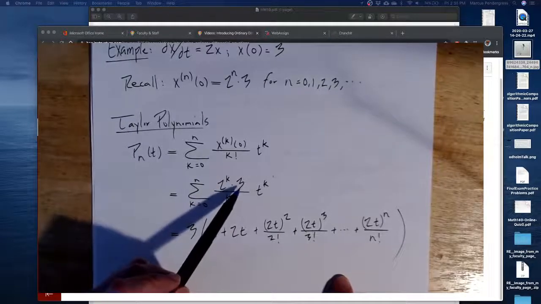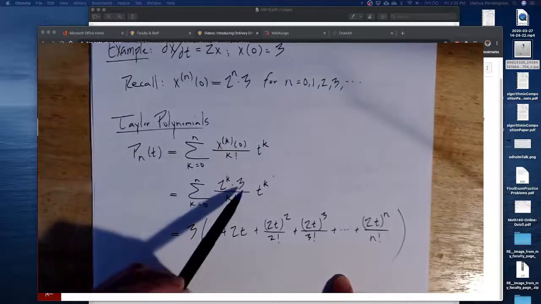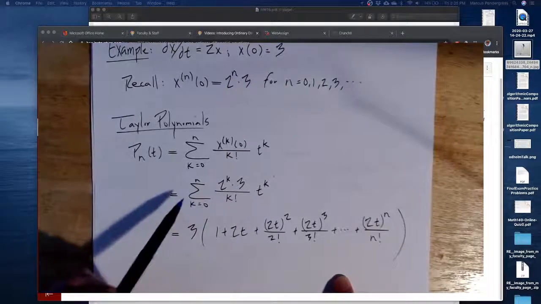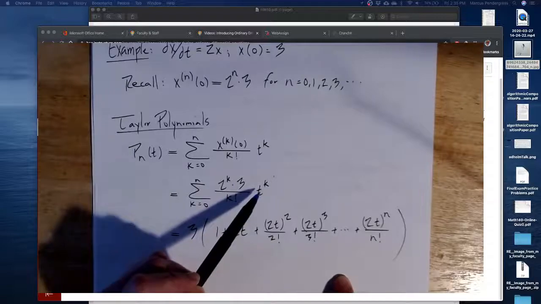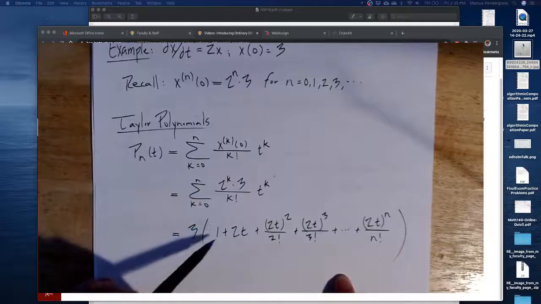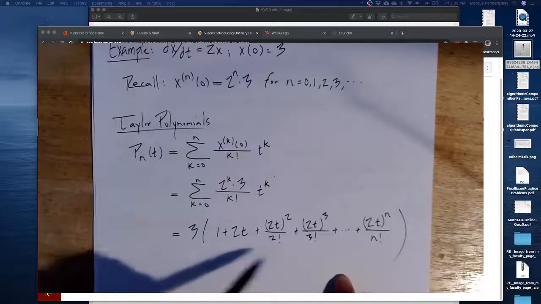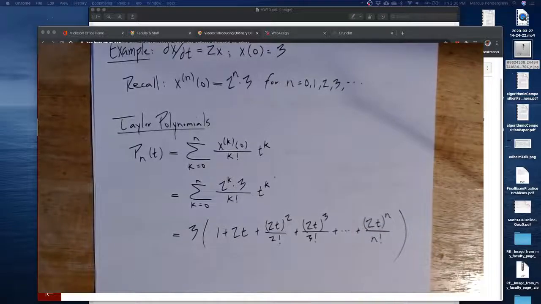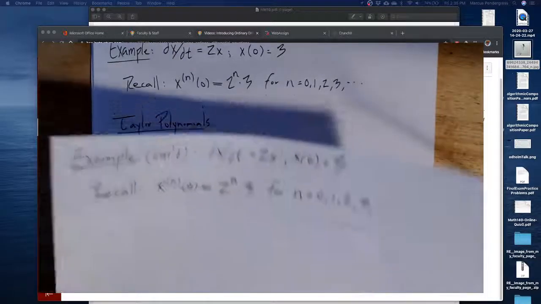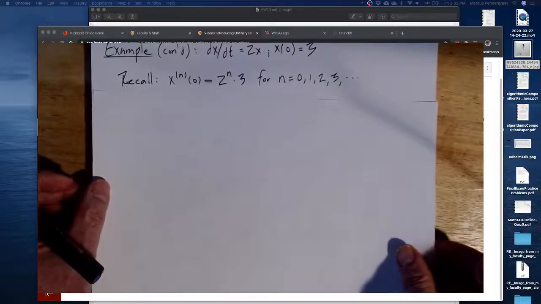I've gone ahead. The 3 doesn't depend on the summation index k, so I can pull it outside the sum. So I've just factored the 3 all the way outside the sum. And then the 2 to the k times t to the k, you can just write as 2t raised to the k. And so this is the Taylor polynomial for our solution. So that's progress right there, because we know that Taylor polynomials are good approximations to a function near the center of the polynomial. But we can do even better than that looking at the Taylor series.